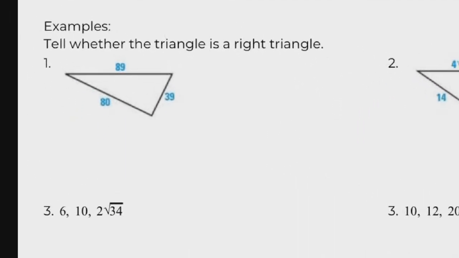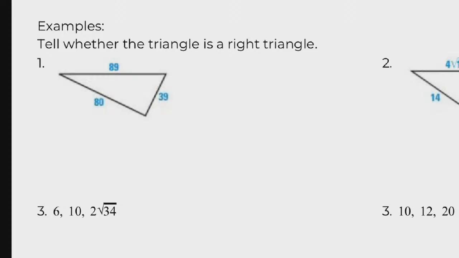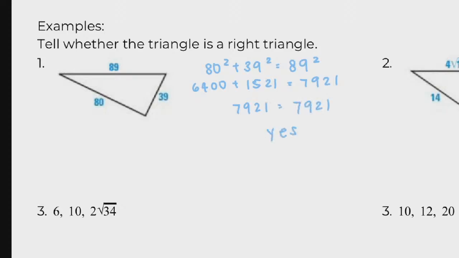So for the examples, for number 1, we want to tell whether the triangle is a right triangle. So we want to plug this into the Pythagorean theorem and see if it works. 89 is my longest side, so that's going to be my C. So we have 80 squared plus 39 squared equals 89 squared. That's 6,400 plus 1521 equals 7921. And when you add these, you'll get 7921. So that means yes, it is a right triangle.